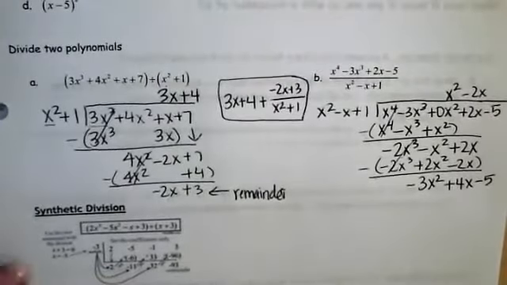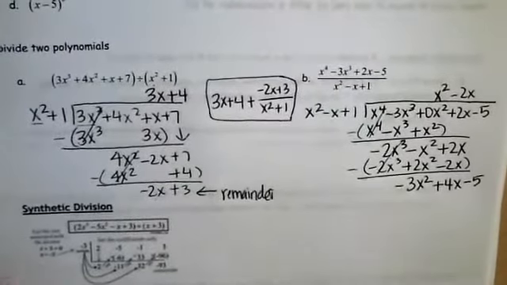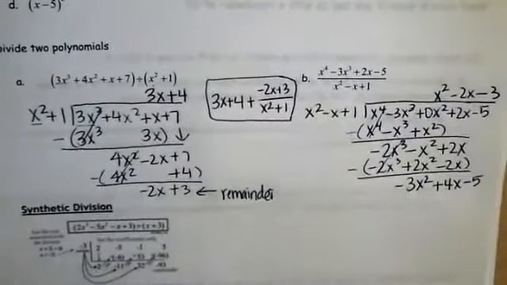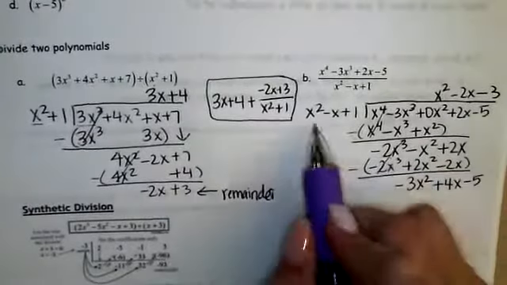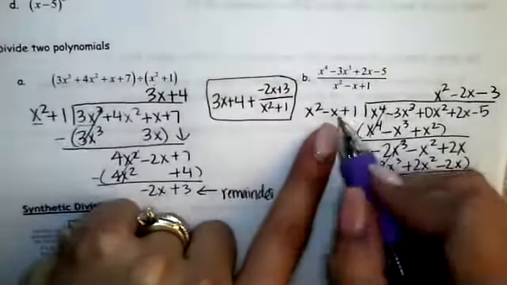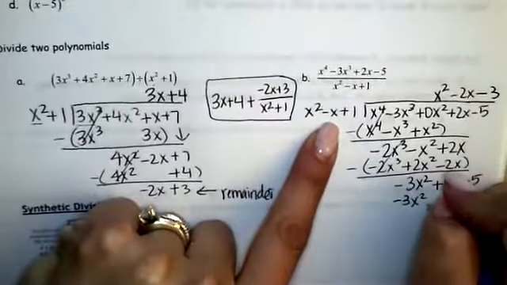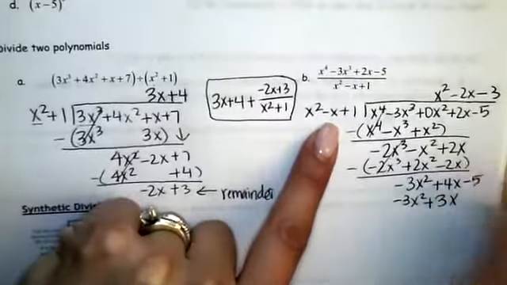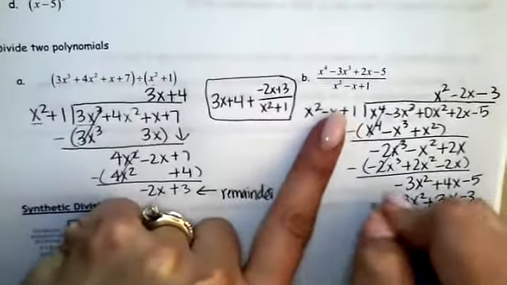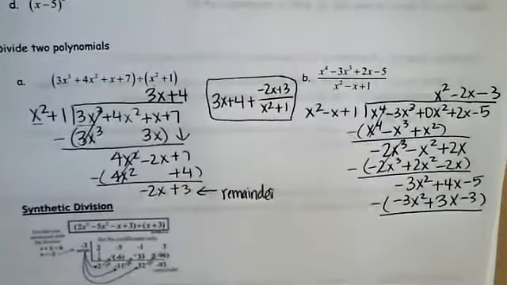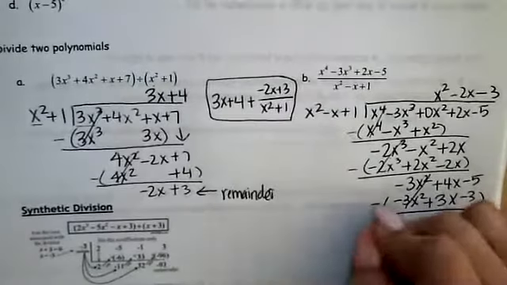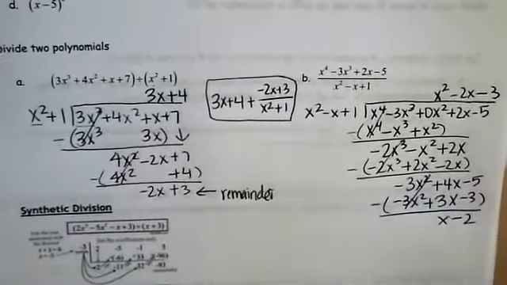I go ahead and divide again, so this process continues. Negative 3x squared divided by an x squared is negative 3. I take this and I multiply it to get the next row. And so that's going to give me a negative 3 times a negative x gives me a positive 3x. And a negative 3 times a 1 gives me a negative 3. We subtract again. 4x minus 3x is x, and negative 5 minus a negative 3 gives me a negative 2.